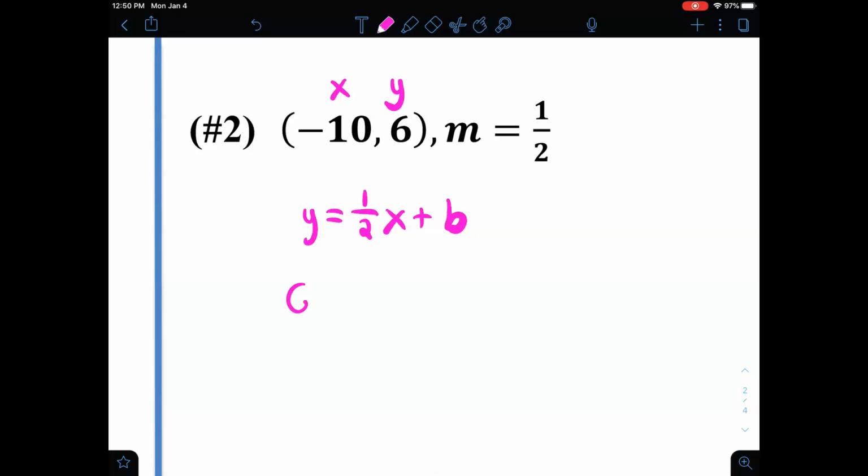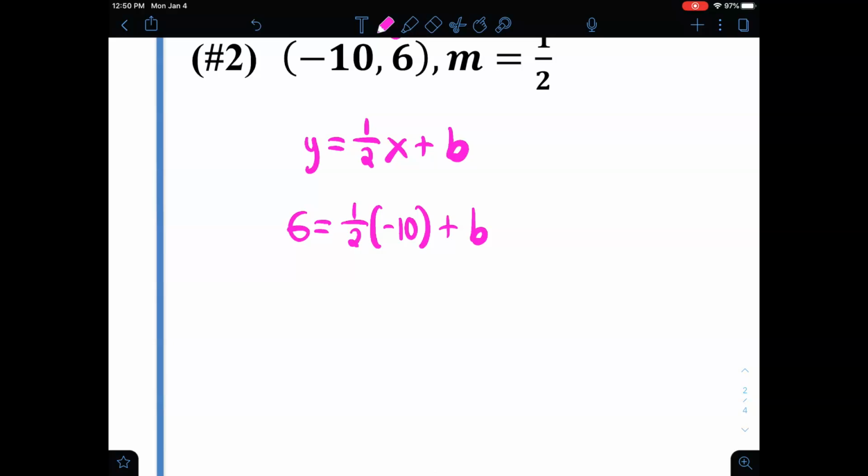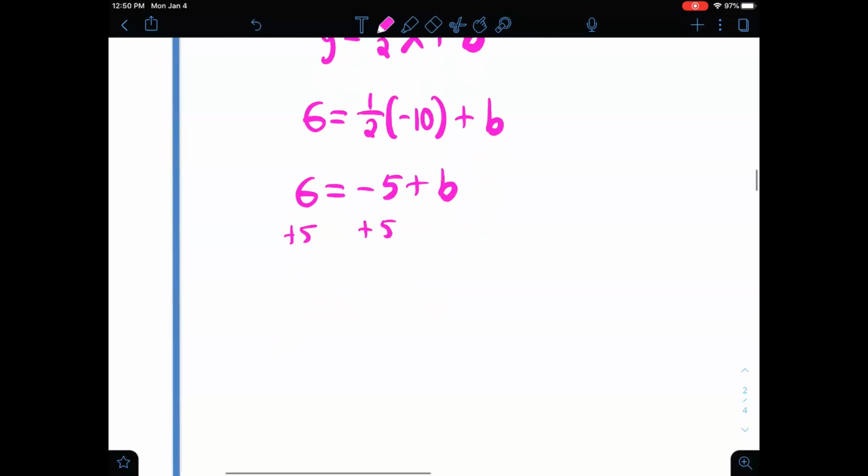So y is equal to 6 equals 1/2 of x, which is negative 10, plus b. Okay, now we need to get b by itself, so we need to get rid of that 1/2 times negative 10. What is half of negative 10? Well, that's going to be negative 5 plus b. Now, how do I get b by itself? How do I get rid of that negative 5? Well, I'm going to add 5 to both sides. So we get 6 plus 5 is 11.